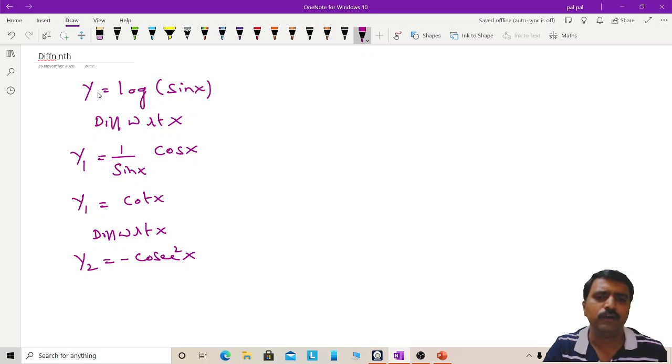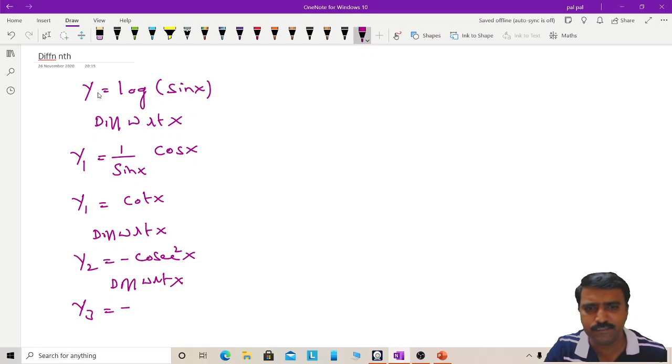So now I can differentiate that y2 also. If you differentiate this y2 with respect to x, it gives y3. Differentiation of y2 is y3. y3 is equal to minus, which is a constant, you keep that as it is. Differentiation of cosecant square x.